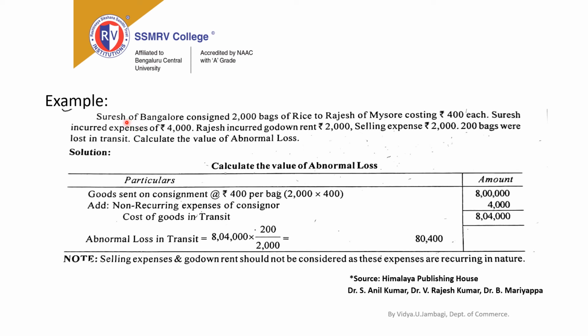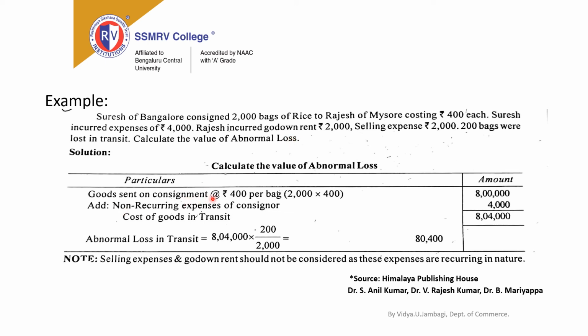So Mr. Suresh is the consignor and Mr. Rajesh is the consignee. Mr. Suresh has consigned 2000 bags of rice to Rajesh, and the cost of each bag is rupees 400. Suresh, who is the consignor, has incurred expenses of rupees 4000, and Rajesh, who is the consignee, has incurred godown rent of 2000 rupees and selling expenses also rupees 2000. 200 bags were lost in transit. So that means this is the abnormal loss units. Calculate the value of abnormal loss.